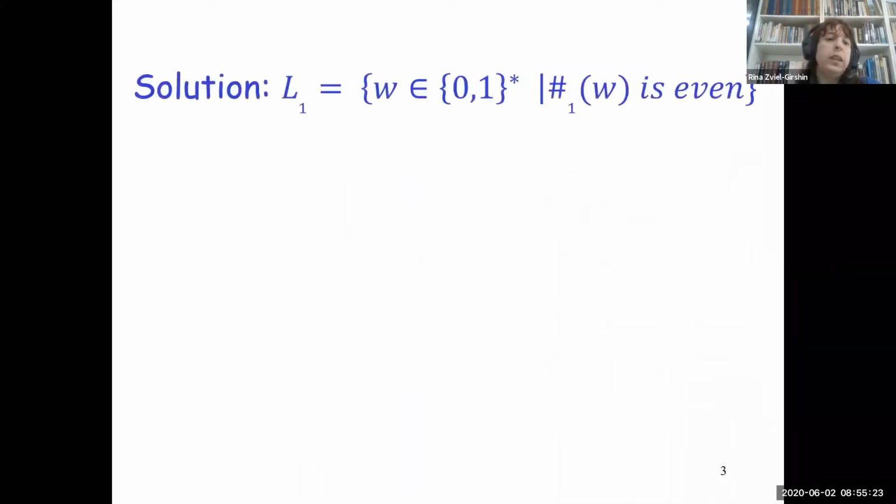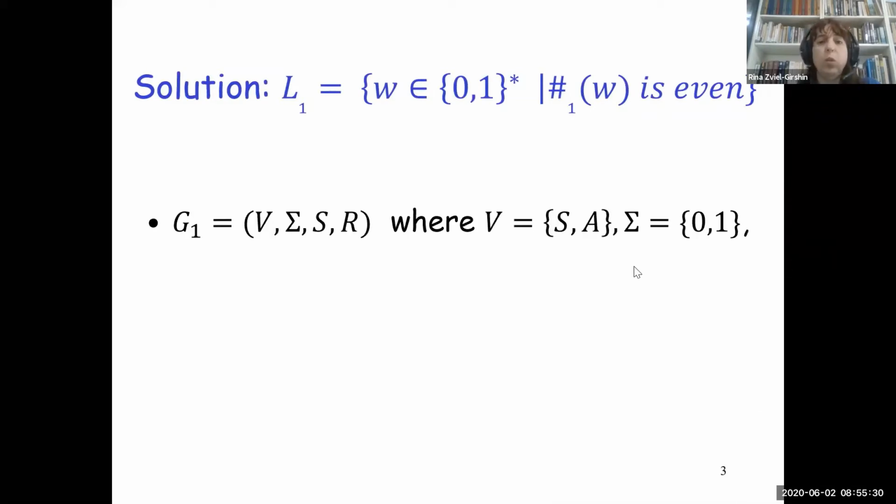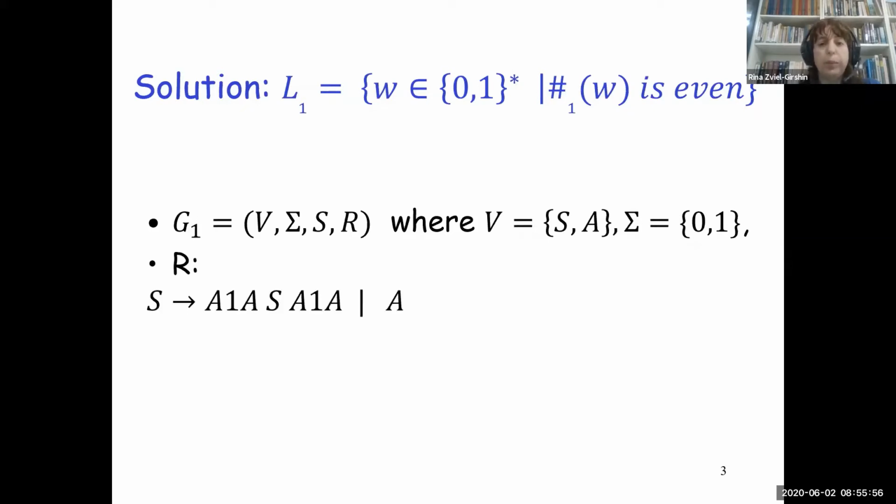Several solutions are possible, so the solution I will give is not the only solution, and we will discuss an additional solution later. I defined G1 to be a 4-tuple. As the set V of variables, we will have two variables, S and A. The alphabet is 0, 1; it was given to us. The starting symbol will be S, and the set of production rules is the following one.